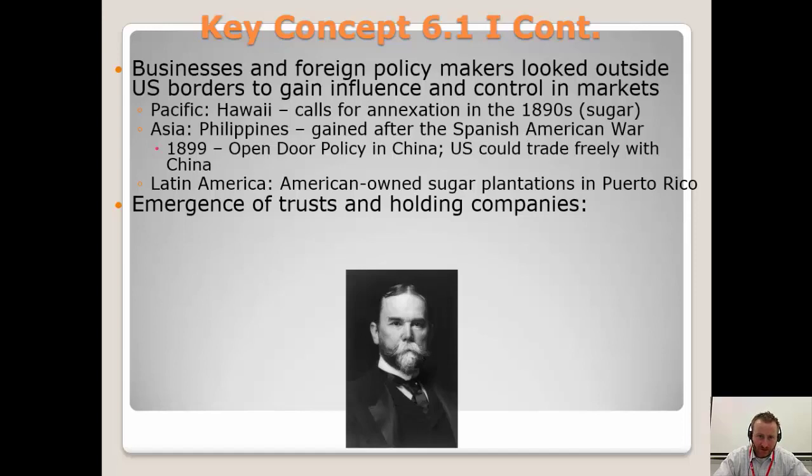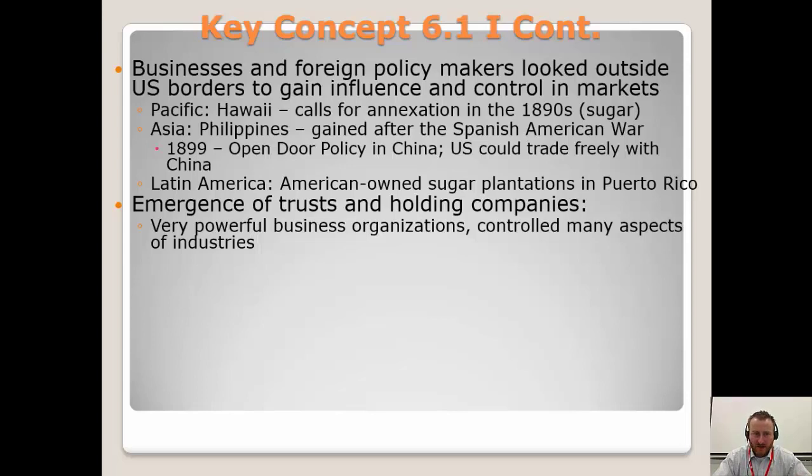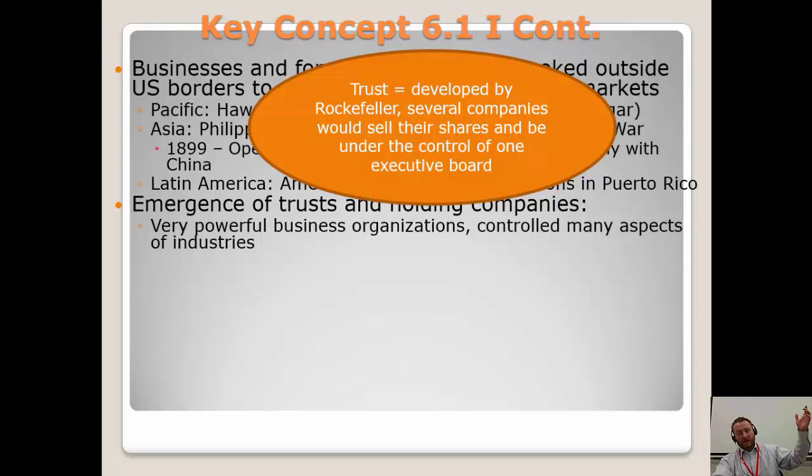Again, trusts and holding companies were meant to try and control the industry. A holding company or a trust becomes a very powerful business organization that controls many aspects of industries. All right, a trust that was developed, for example, by Rockefeller. Several companies would sell their shares and be under the control of one executive board. So it was kind of like maintaining your own identity as your own company, but acting as one big company with other companies. And there was a paper trail. I mean, you had an actual paper agreement. A pool was kind of the same thing, but there was no paper agreement with it. It was more of a behind-closed-doors type of thing.